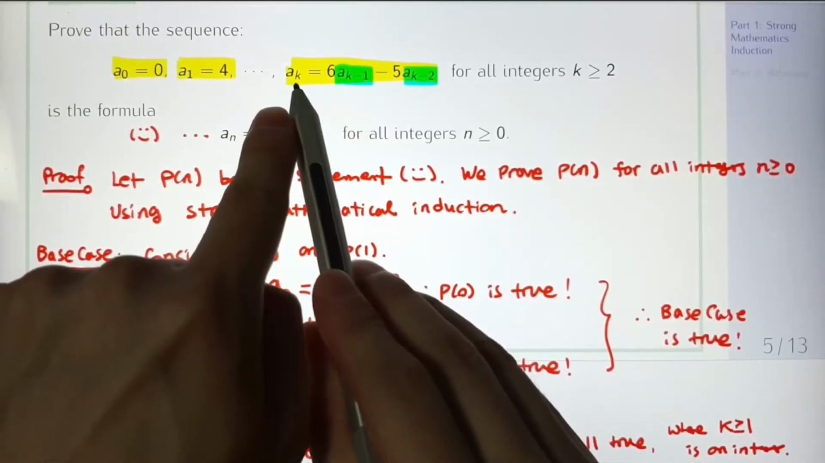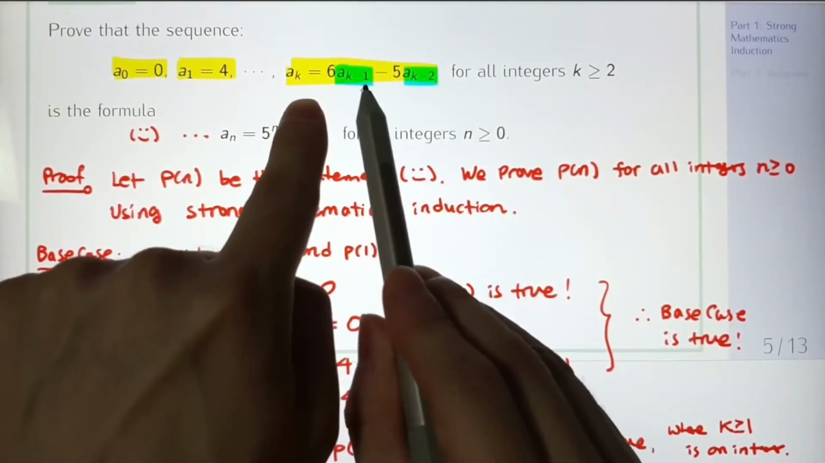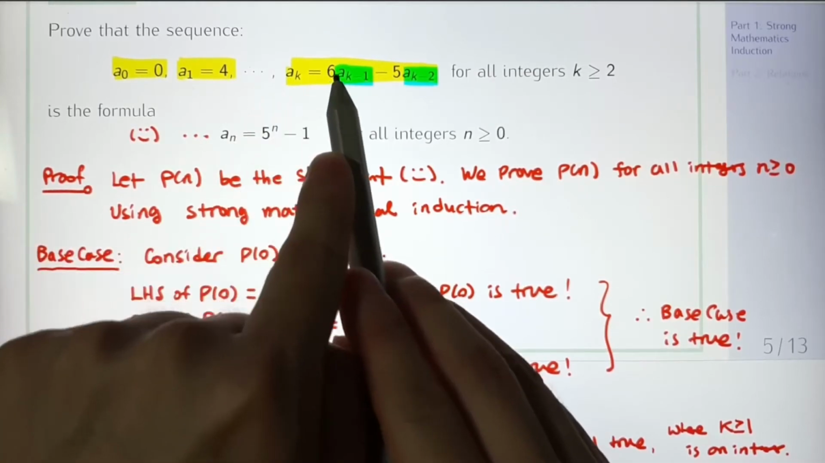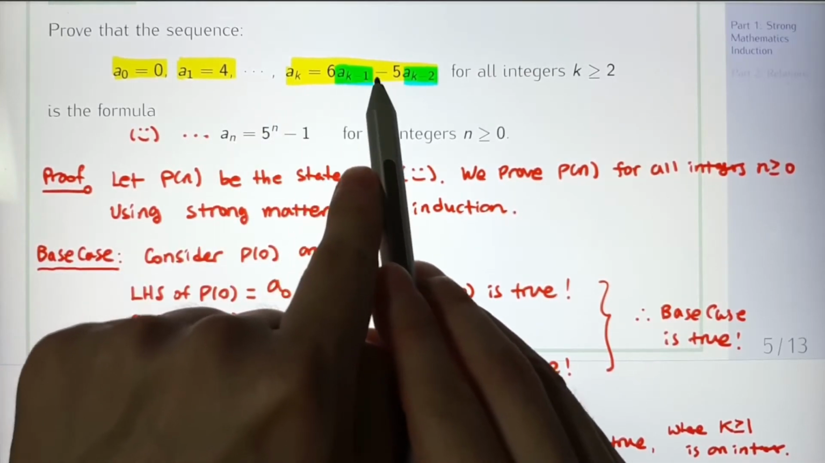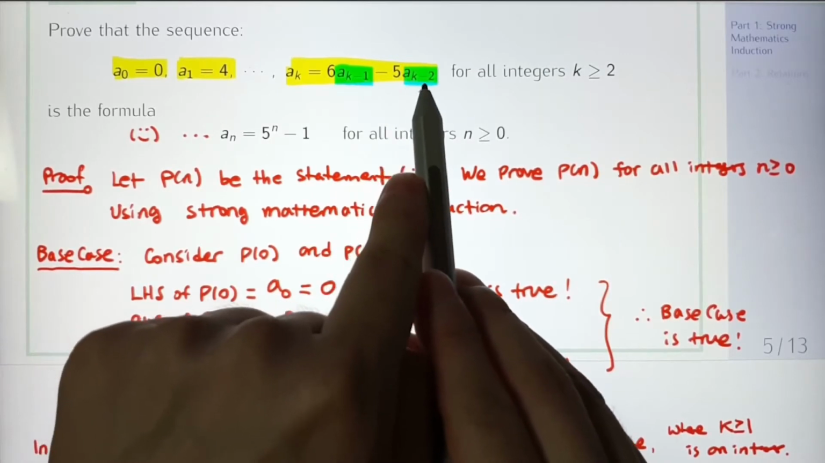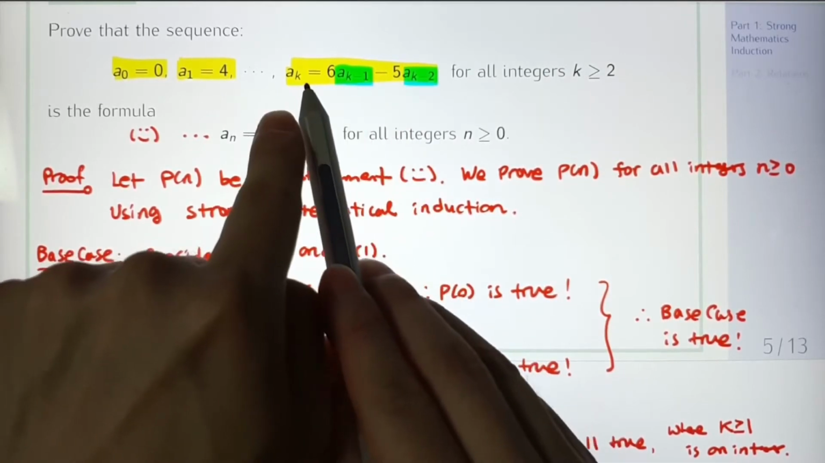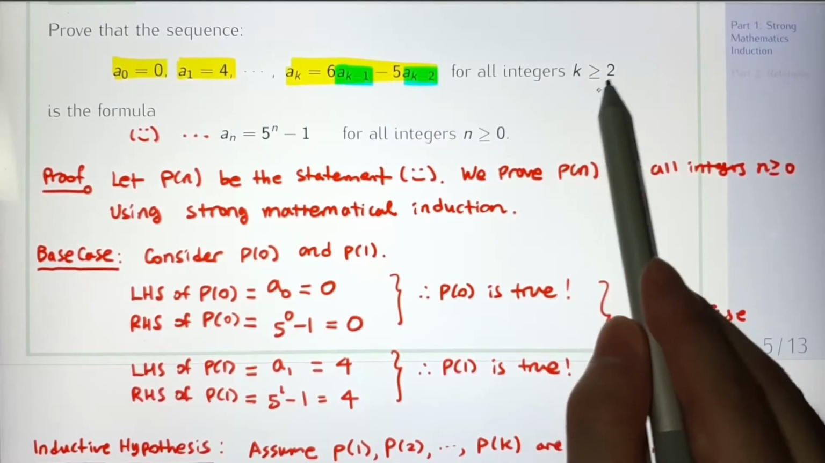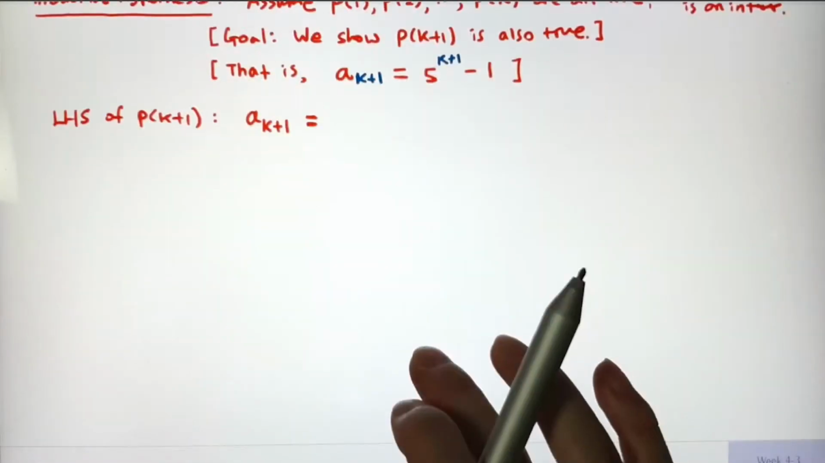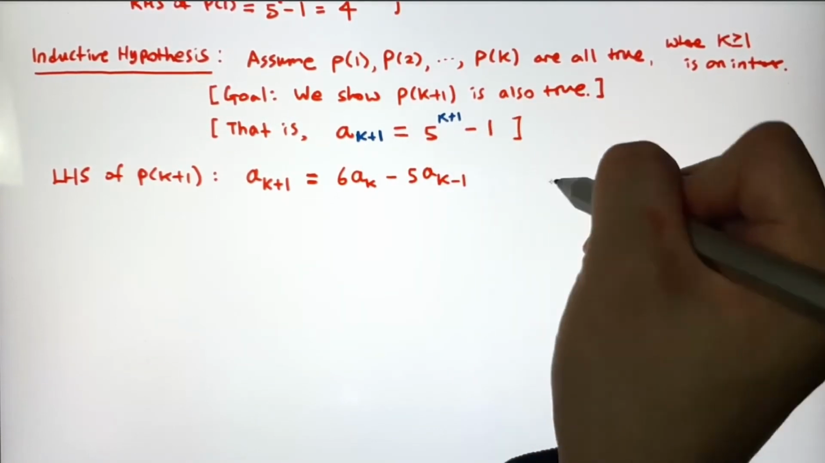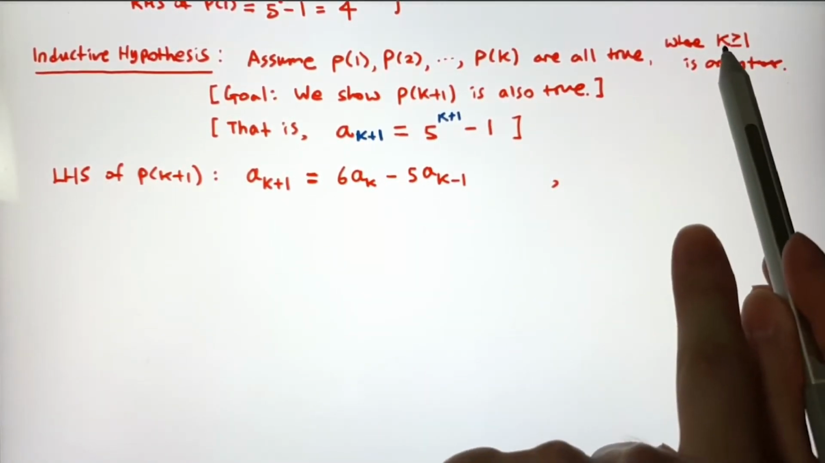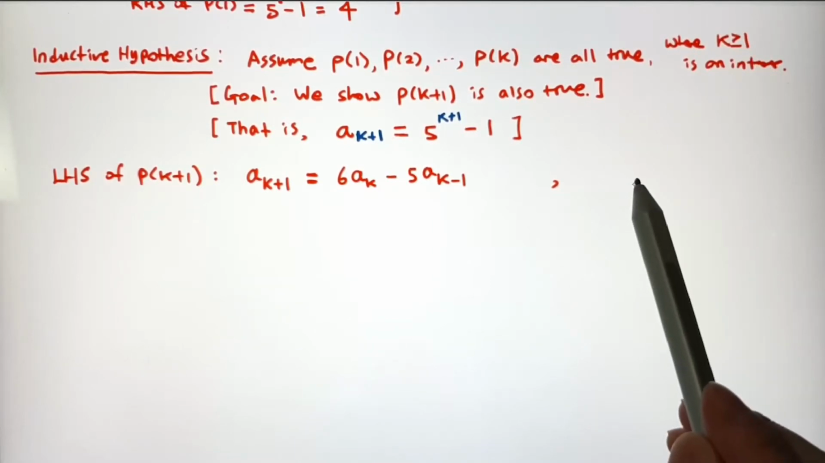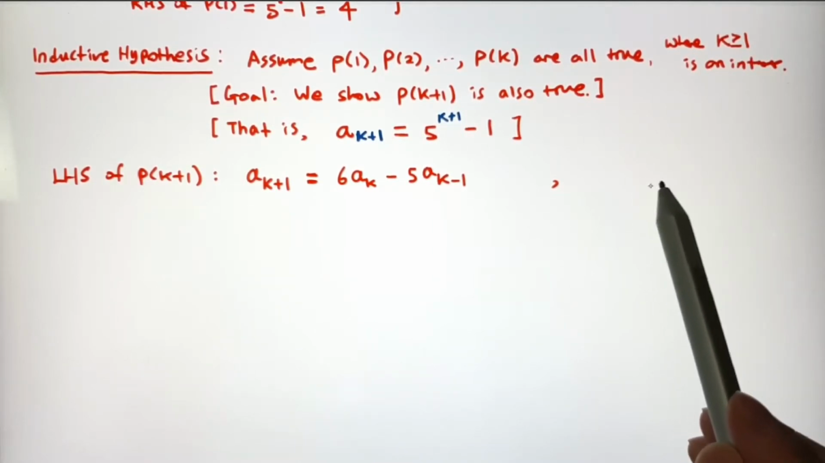For a_{k+1}, we follow this recursive formula: a_{k+1} equals 6 times a_k minus 5 times a_{k-1}, because we have k plus 1. And we must satisfy that k plus 1 must be greater than or equal to 2, in which case it's true. Of course, our k is currently greater than or equal to 1. Therefore, k plus 1 must be greater than or equal to 2.